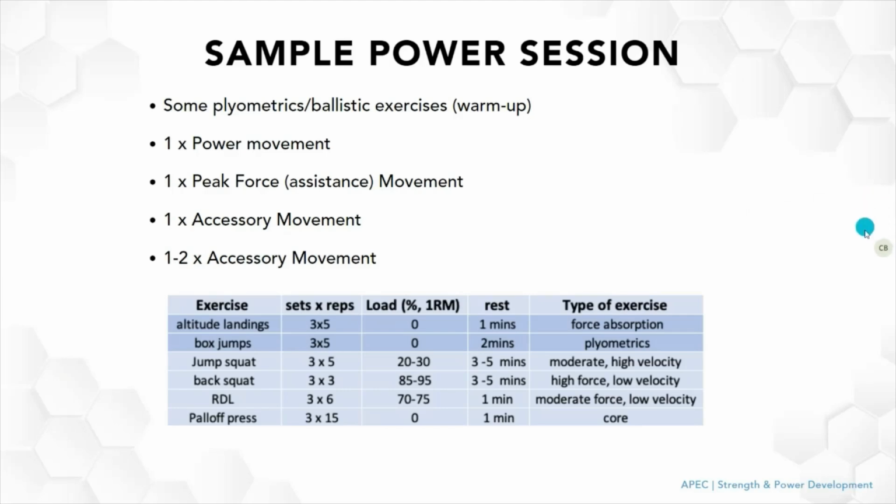So looking at the box here, at first you'd go through a general ramp warm-up, and then at the end of that warm-up, I'd add in some force absorption and plyometric type exercises. So here I've programmed in some altitude landings. That's just stepping off a box and working on landing mechanics and force absorption, okay? And then I'd move on to some box jumps or some sort of plyometric work. And then following that, we'd go into our primary exercise here, which would be a jump squat.